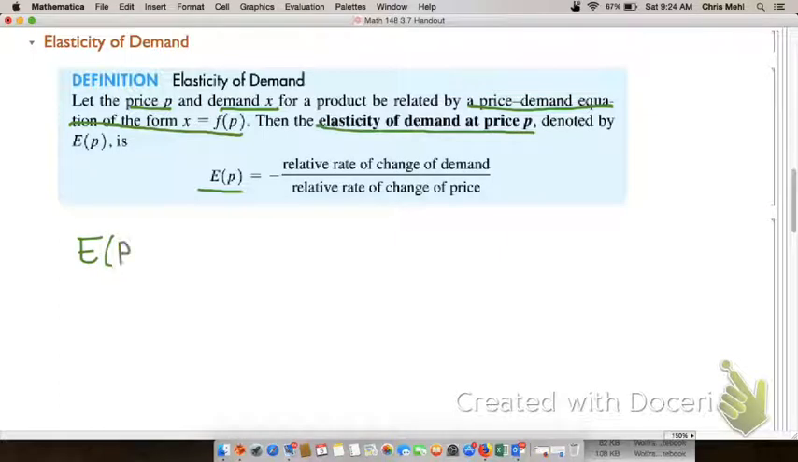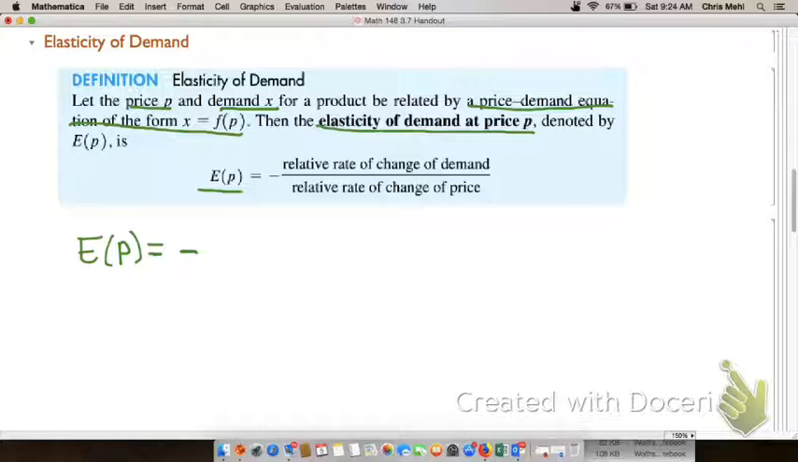So E of P, the elasticity at price P dollars. There's a negative sign out front. I can talk about why there ought to be a negative sign out there. Usually, the relative rate of change of demand ends up being a negative quantity because as the price increases, the demand will decrease. So the minus out front is to take care of the negative relative rate of change of demand. It ensures that our elasticity is always a positive quantity, certainly only in the cases where demand is decreasing, which is typically the case.